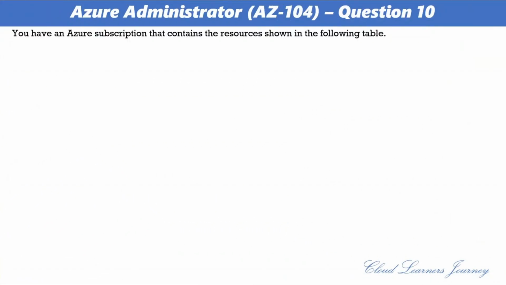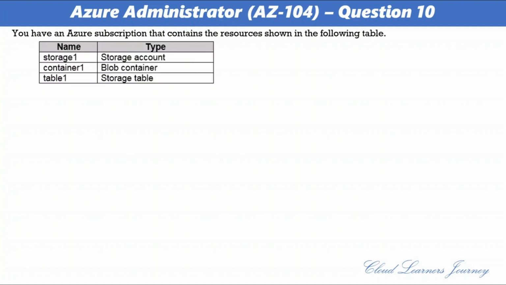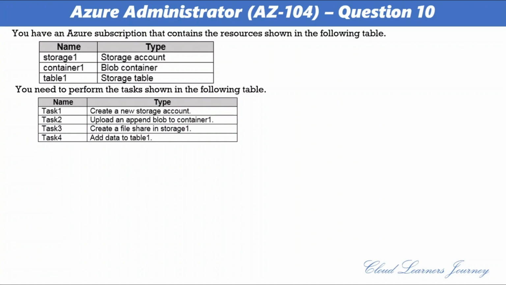You have an Azure subscription that contains the resources shown in the following table. Storage1 with storage account type, Container1 with blob container type, Table1 with storage table type. You need to perform the tasks shown in the following table. Task 1. Create a new storage account. Task 2 with type upload and append blob to Container1. Task 3 with type create a file share in Storage1. Task 4 with type add data to Table1.